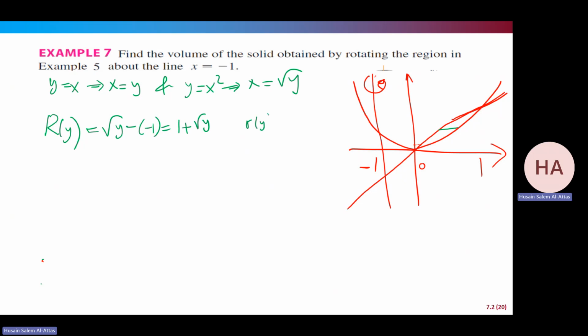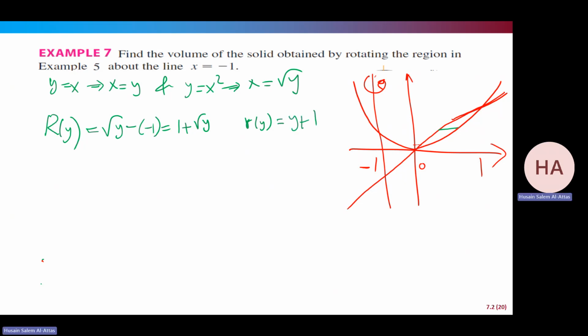What is small r of y, which is this one? Sorry, it will be something like this. So it will be what? It will be y plus 1. Yeah, it will be y plus 1.